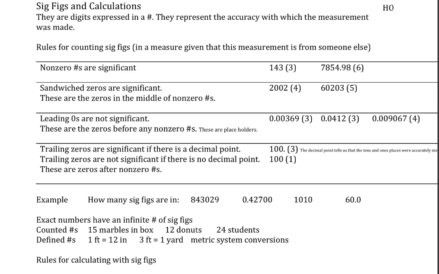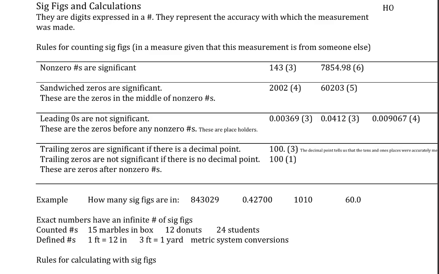Our second rule is sandwiched zeros are significant. Those are the zeros in between non-zero numbers. So if we have the measurement 2002, those two zeros are between non-zero numbers, so those are significant. So we would say that number has 4 sig figs in it. The number 60203 has 2 sandwiched zeros. It has 5 sig figs.